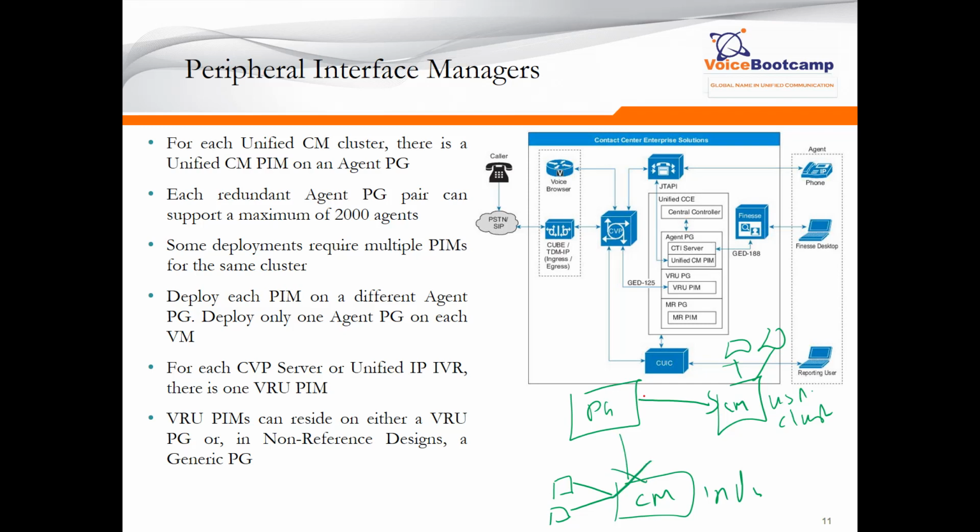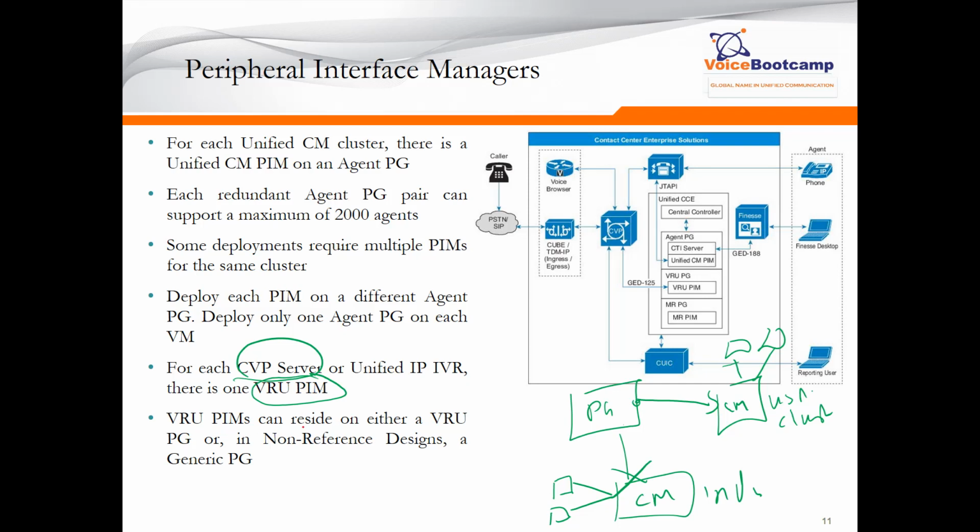The reason behind that is the way the JTAPI plugin in the PG server can only point to one CTI manager. So it is important that you understand that in order to point to multiple call manager clusters, if both of them happen to provide, let's say, agent service, you have to have a separate PG on a separate virtual machine. For each CVP server or unified IPR, there is only one VRU PIM.